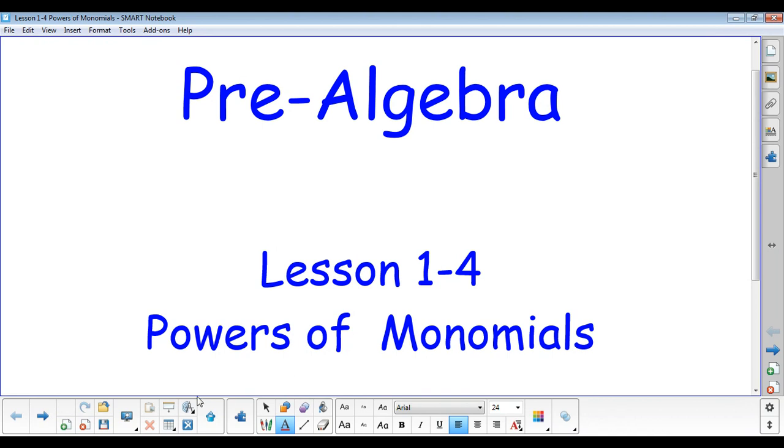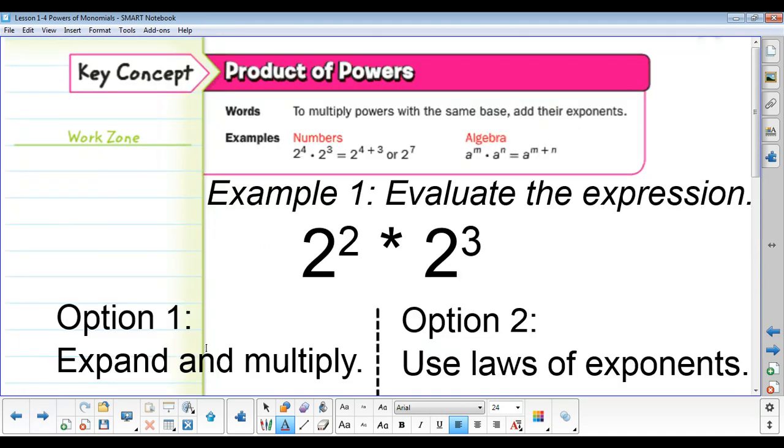I wanted to go ahead and get us ready for our new section. We're in Chapter 1, Lesson 4, Powers of Monomials. Before we get started on the new topic, I want us to take a few minutes to review what we did last week. We had two main properties.